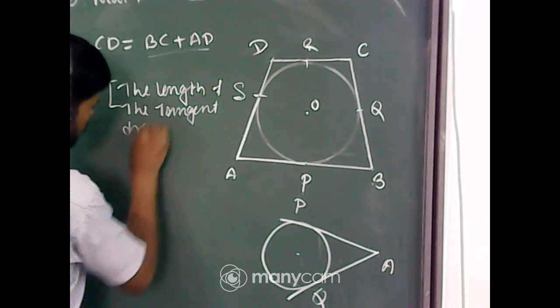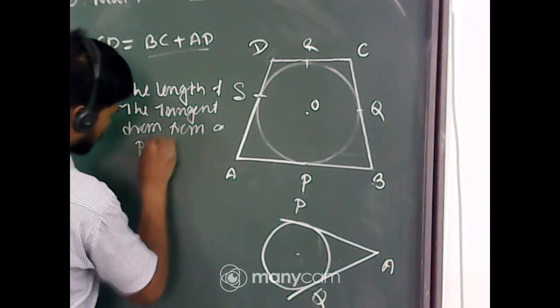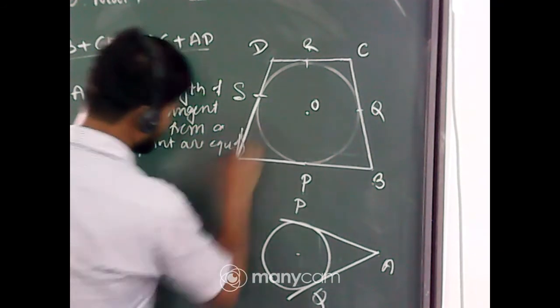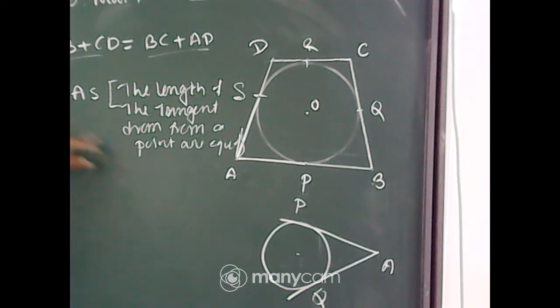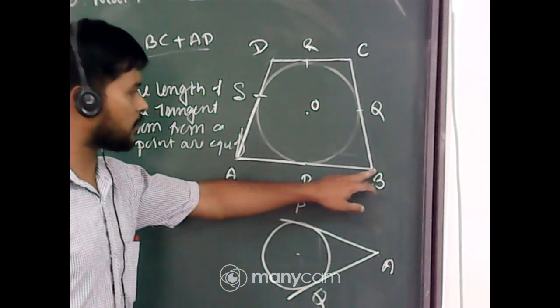drawn from a point are equal. The lengths of the tangents drawn from a point which is obviously outside the circle are equal to each other.